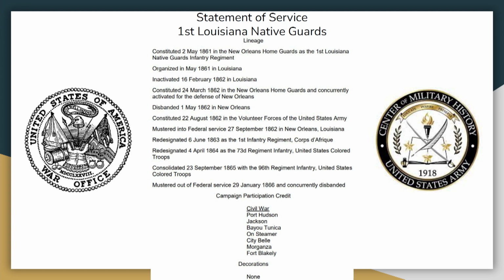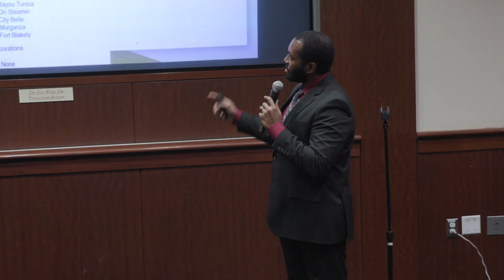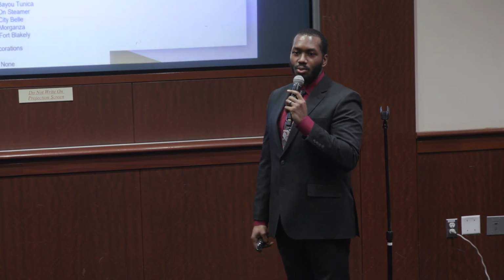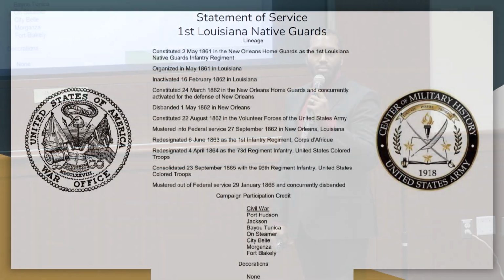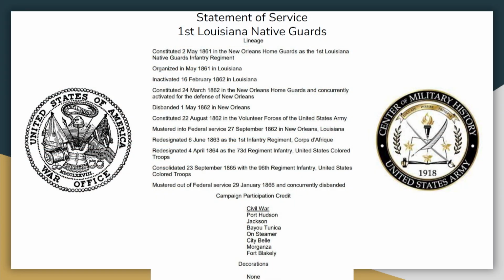You see, the Native Guards was a regiment filled with black men from the rank of private up to major, and they were constituted in May 1861. As you see on the lineage, they were reconstituted in the Union Army in August 1862, and the order that did so made sure that the lineage and designation followed them into the Union. That made them the first black men fighting in the Union Army as well.